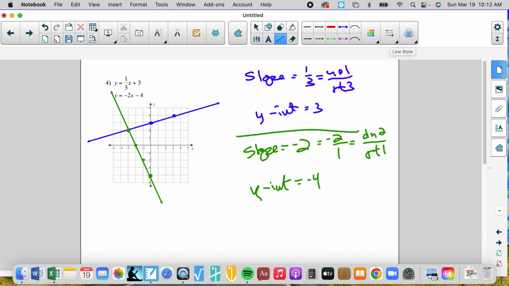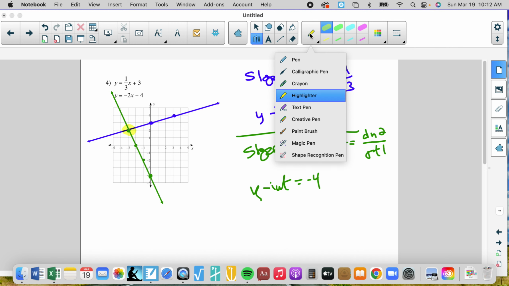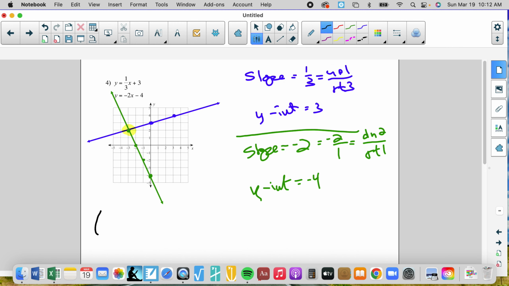Let's graph that line, and it looks like my intersecting point is right there. And I think that that coordinate is -3, 2. -3 on the x, +2 on the y. And we plug it in. Does 2 equal 1/3 times -3, which gives me -1, plus 3 is 2. Does 2 equal -2 times -3 minus 4? -2 times -3 is +6, minus 4 is +2.